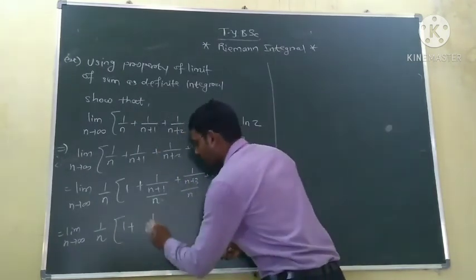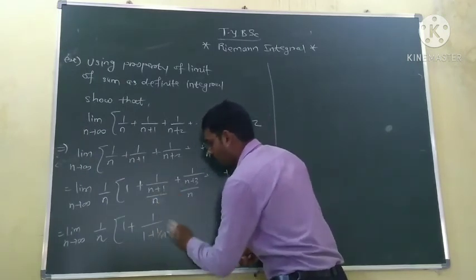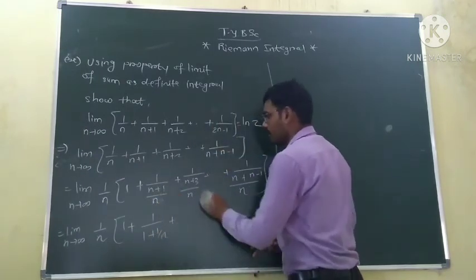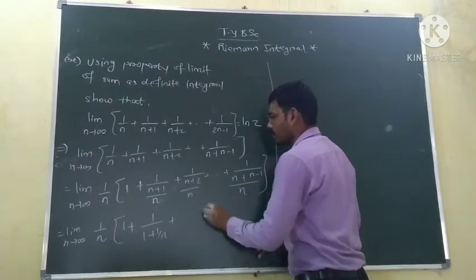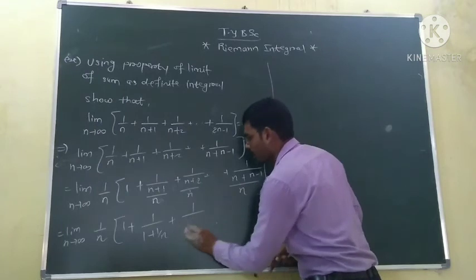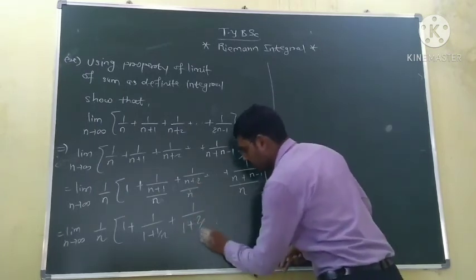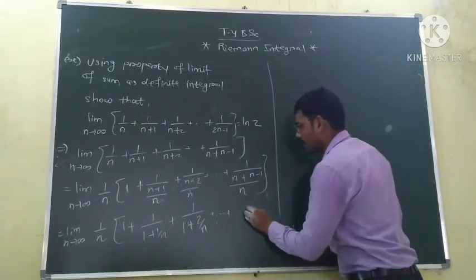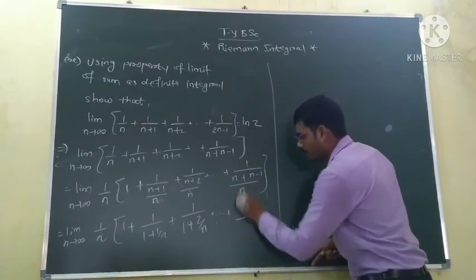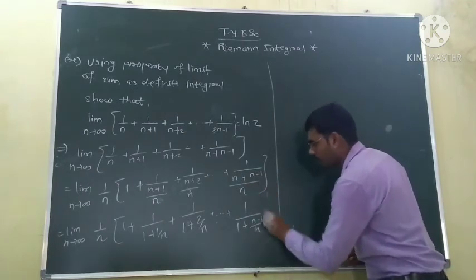This is 1 upon n by n is 1, plus 1 by n, so plus 1 by n here. So here it is 2. After that, 1 upon n by n is n, so 1 plus 2 by n, plus 2 by n. Continuing this way, at last it is n by n is 1, plus n minus 1 upon n.